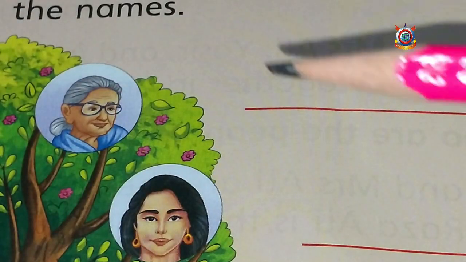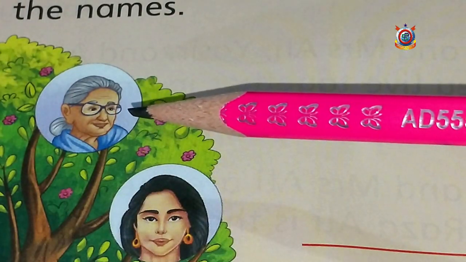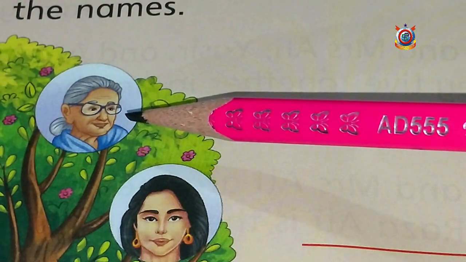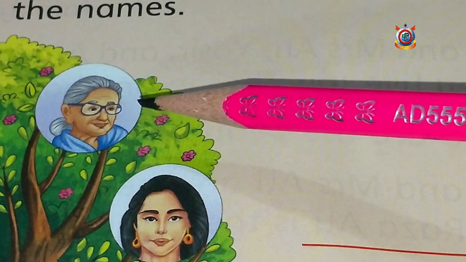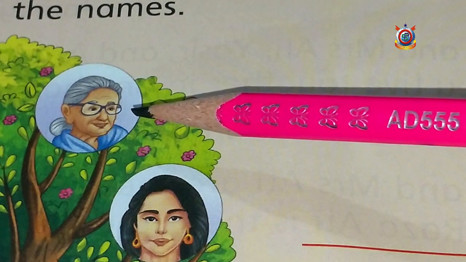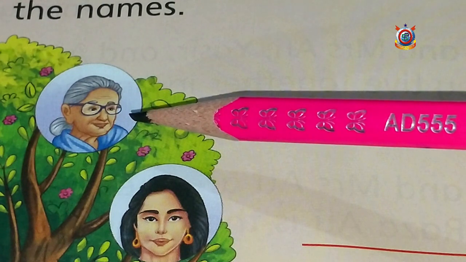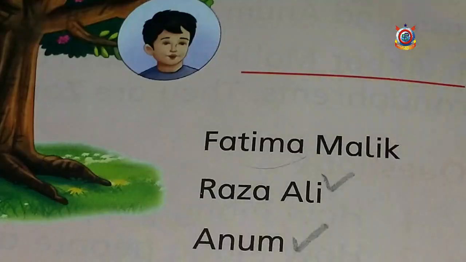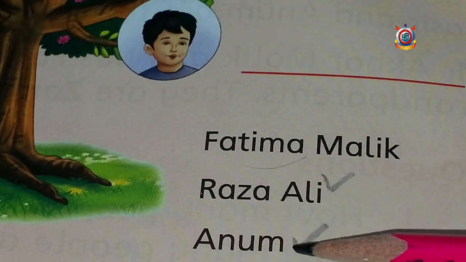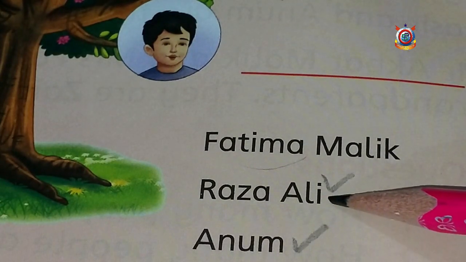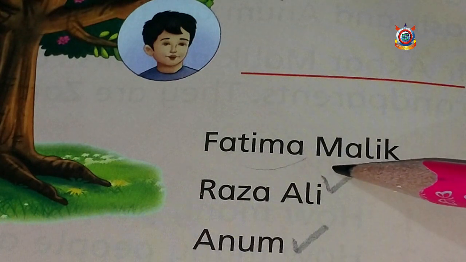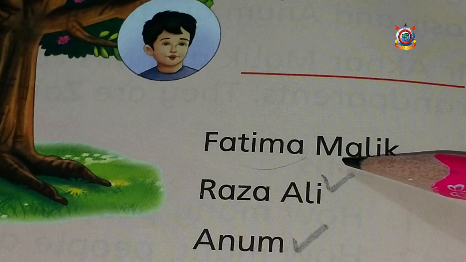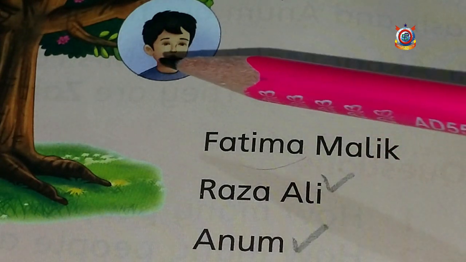Okay students, let's see who is she. She is grandmother of Yasir. Very good. And what is her name? Let's check in the list. Her name is Anam? No. Raza Ali? No. Fatima Malik? Yes. Fatima Malik is the name of grandmother of Yasir.